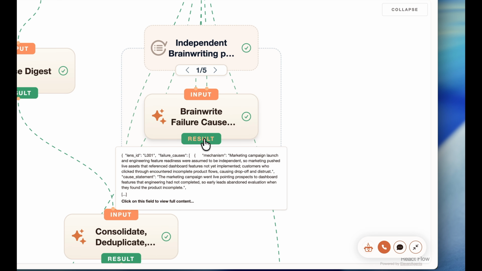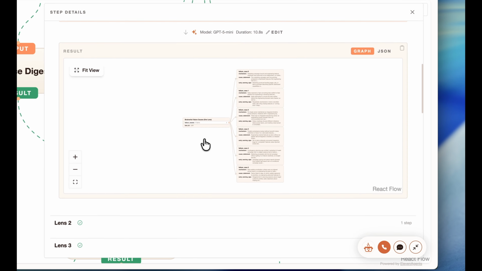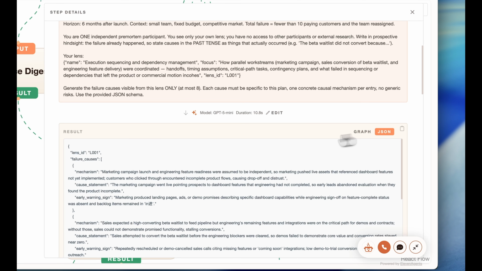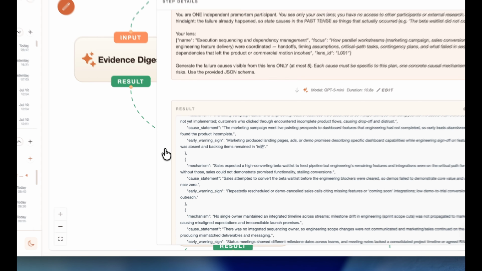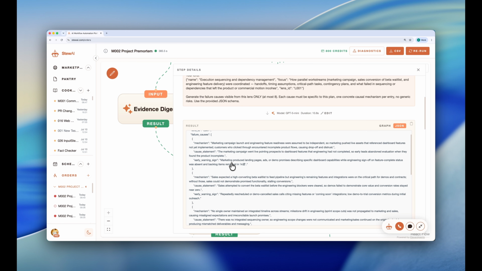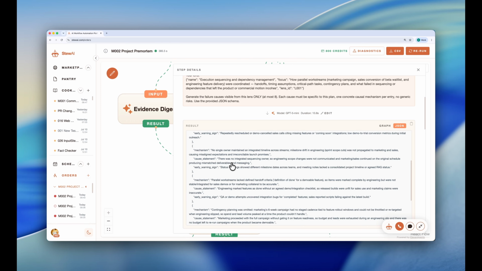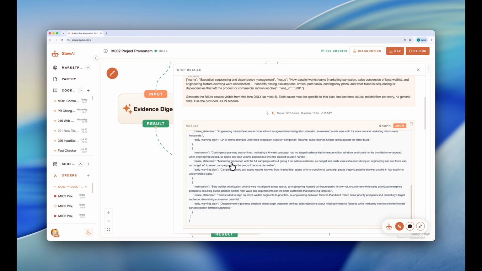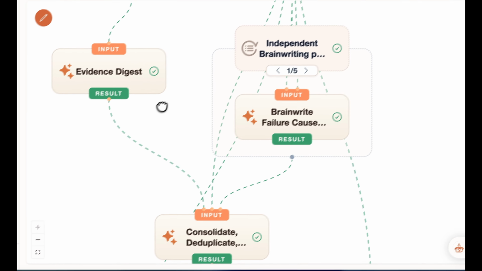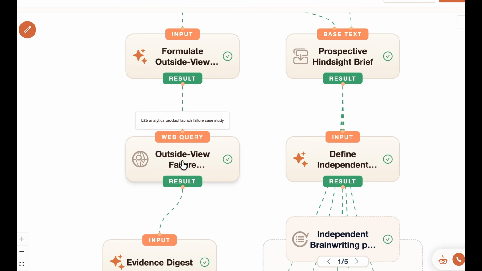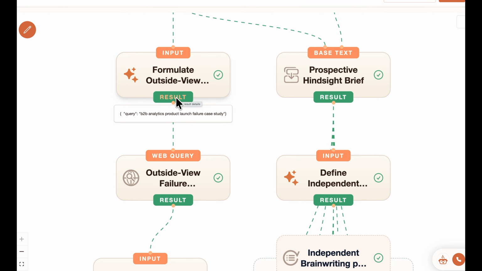None of them can see the others. Open L001, 6 causes all in the past tense. The first one, engineering, missed key dashboard feature milestones because parallel scheduling created unsustainable resource contention and integration blockers. Meanwhile, it wrote itself a search query, B2B analytics product launch failure post-mortem documented case failure rate, and pulled 5 sources.